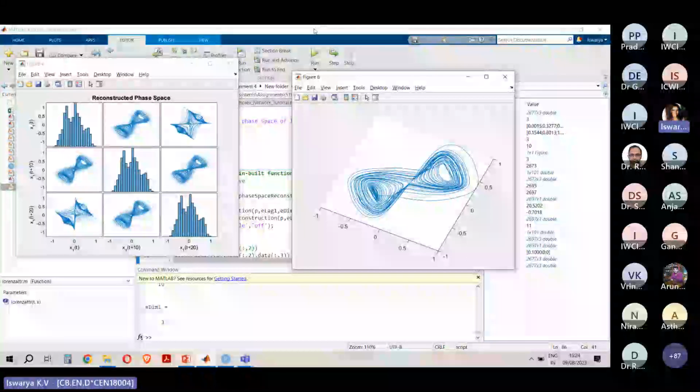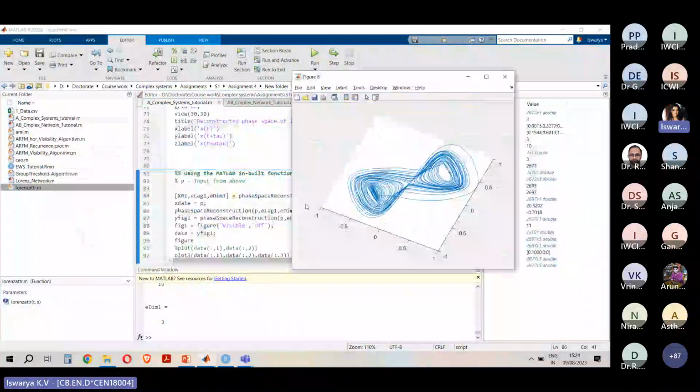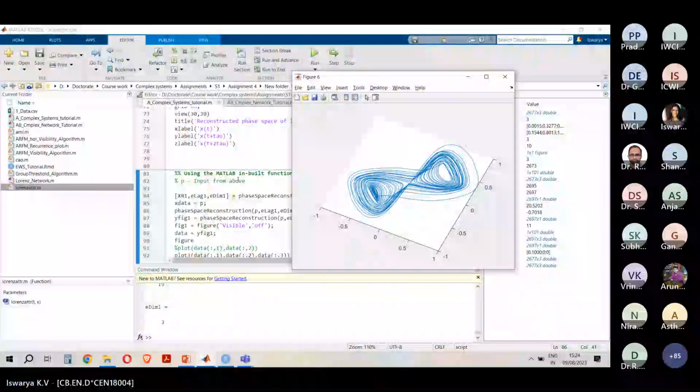So this is one of the techniques that was discussed, where if you have a single observation from a mechanical system or a natural system, you can reconstruct the phase space of the system and thus try to understand the dynamics of the system and identify the state of the system at any given point of time.